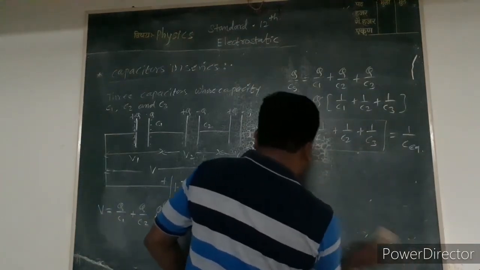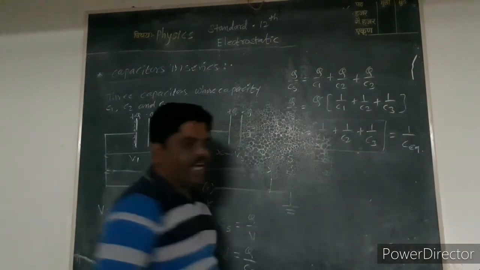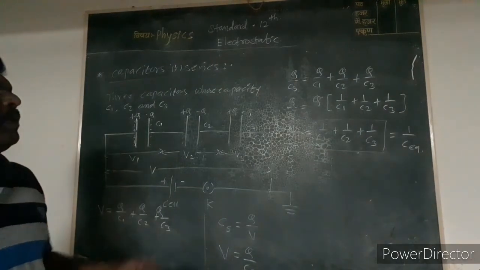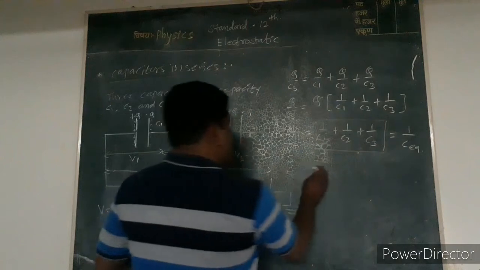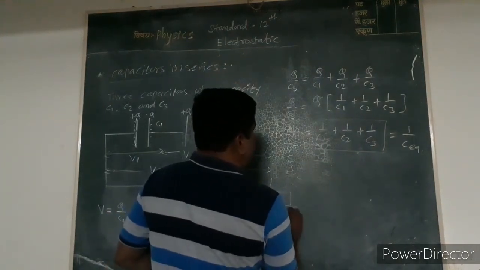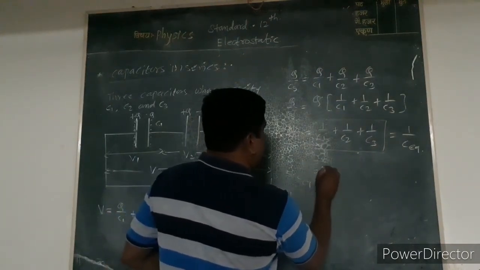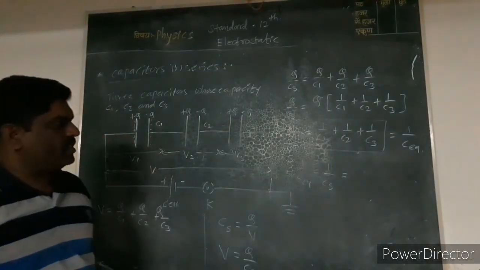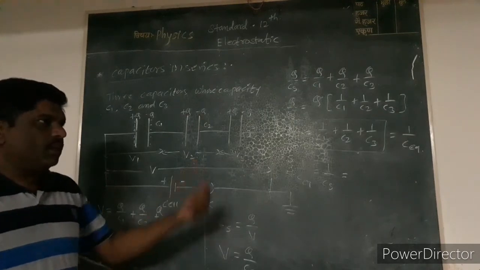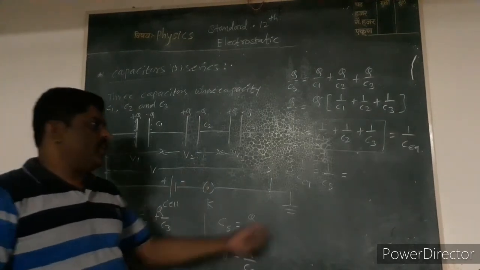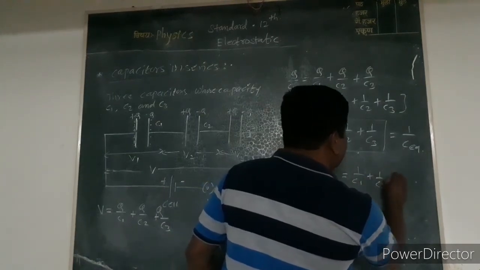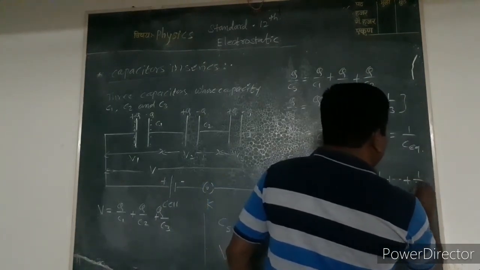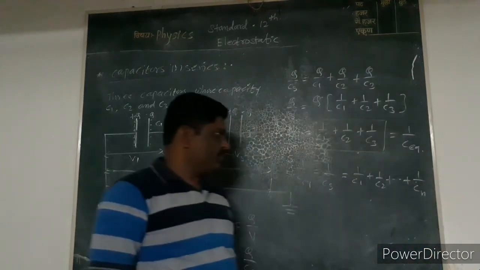If the number of capacitors connected in series is more than 3, then the equivalent capacity C equivalent is given by 1 upon CS, that means total capacity in series, which is equal to 1 upon C1 plus 1 upon C2 plus, and so on, up to plus 1 upon Cn.